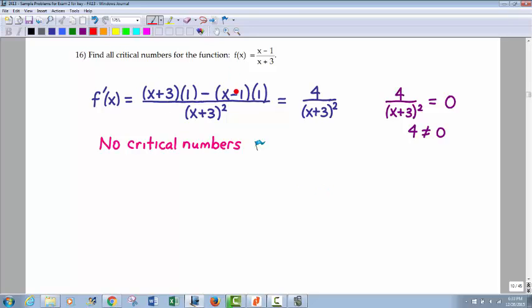So this one, you do the quotient rule, pretty straightforward there. I won't walk through that one. And you have this equation. Well, 4 over (x plus 3) squared is never going to equal 0. We're not talking about a limit as it goes to infinity or something like that, but it's never going to exactly equal 0. So this function has no critical numbers.